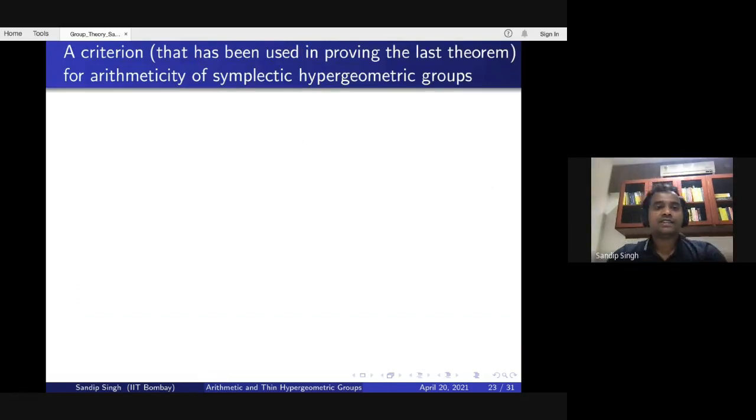And here I will discuss a criterion that has been used in proving the last theorem. That gives an extended criterion for arithmeticity of symplectic hypergeometric groups, which I got with Venkatramana.